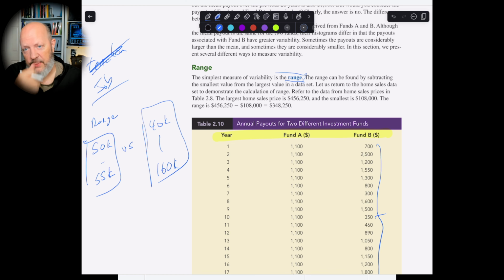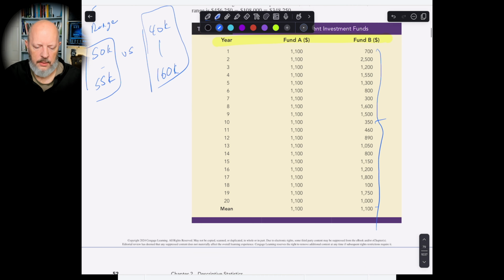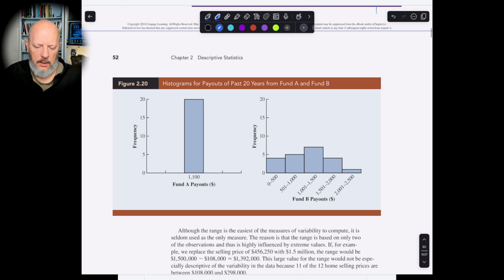For some things, that's really good. For some things, that's really bad. If you're looking at how often vehicles break down, you want a very predictable vehicle. So here, like this.